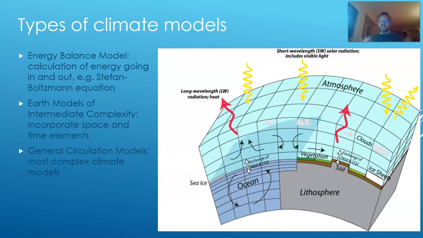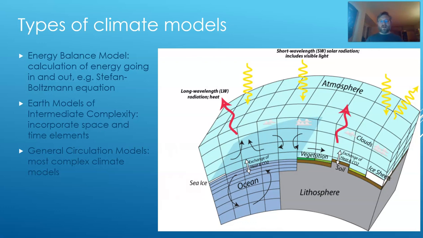If we start to differentiate what's happening in different parts of the Earth, there are going to be different climate processes and different effects happening in polar areas versus the tropical areas, etc. We start differentiating things by space, and if we start looking at how things will develop over time, so not just the final balance that's achieved, which you get by solving out a single equation, but we look at how things develop over time, then we're getting into Earth models of intermediate complexity.